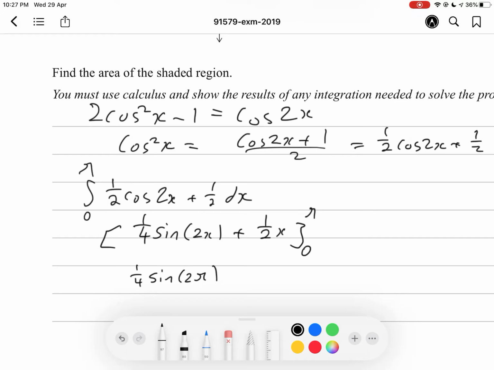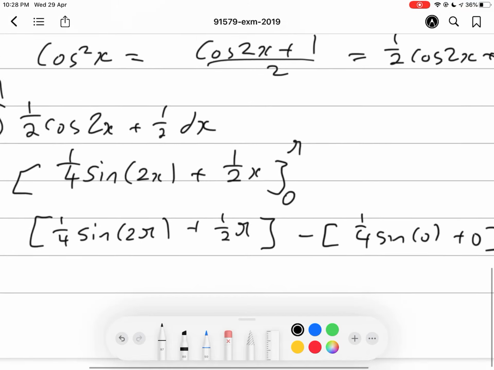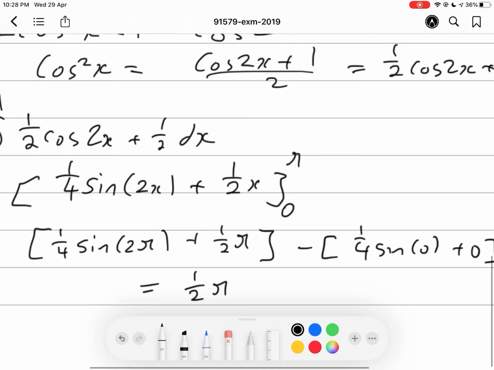Okay, so 1/4 of sine 2 pi plus 1/4 of pi minus 1/4 of sine 0 plus 0. And that should just give us an answer of 1/2 of pi, because sine 2 pi is 0 and sine 0 is 0. So we should get the answer 1/2 of pi for this question. Let me just double check. Yep, 1/2 of pi, or pi over 2. And that will get you a merit grade.